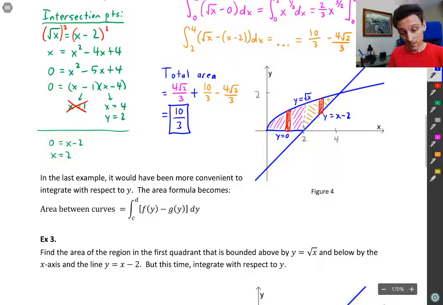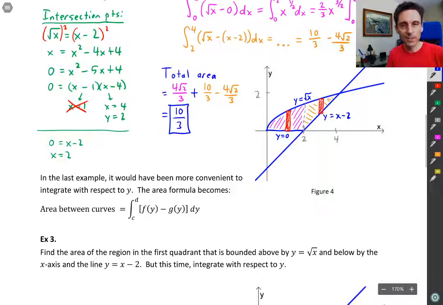Now, the reason that's helpful in this particular case is that if you look at any horizontal rectangle from the left curve to the right curve, it's always going to be from the curve y equals square root of x to the curve y equals x minus 2. In other words, the left curve is always y equals the square root of x, and the right curve is always y equals x minus 2. So when we're doing our calculations for the rectangles, it's always the same as we go across our entire region.